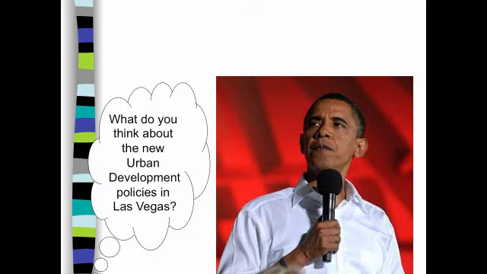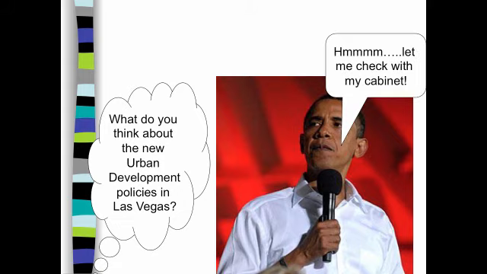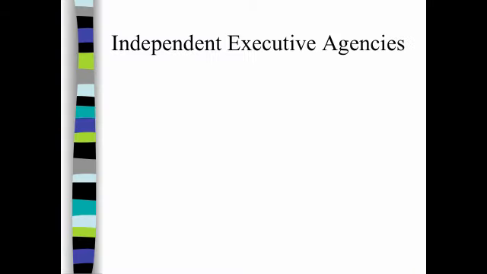Now, President Obama, let's say somebody asks him about the urban development policies in Las Vegas. Well, he's not going to be able to answer that all on his own, so he's actually going to have to work with his cabinet here, and that's an important thing to understand. So, he's going to go to his cabinet, say, okay, there we go. There's my head of the Department of Urban Development.